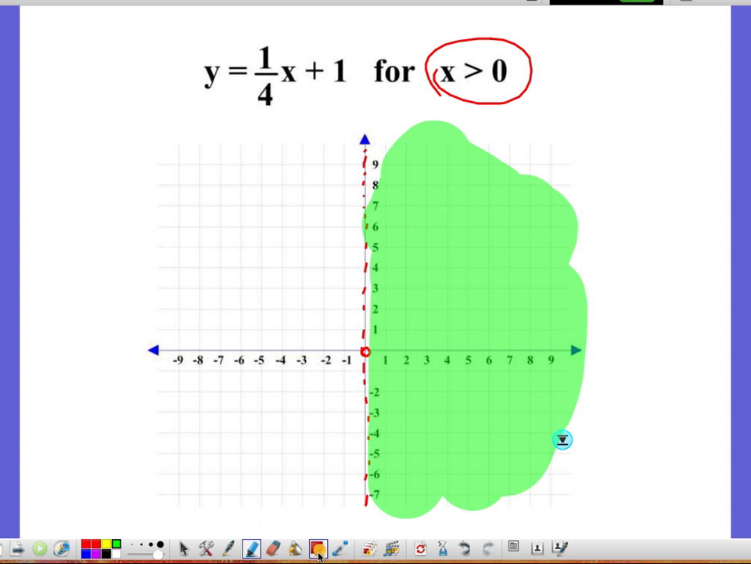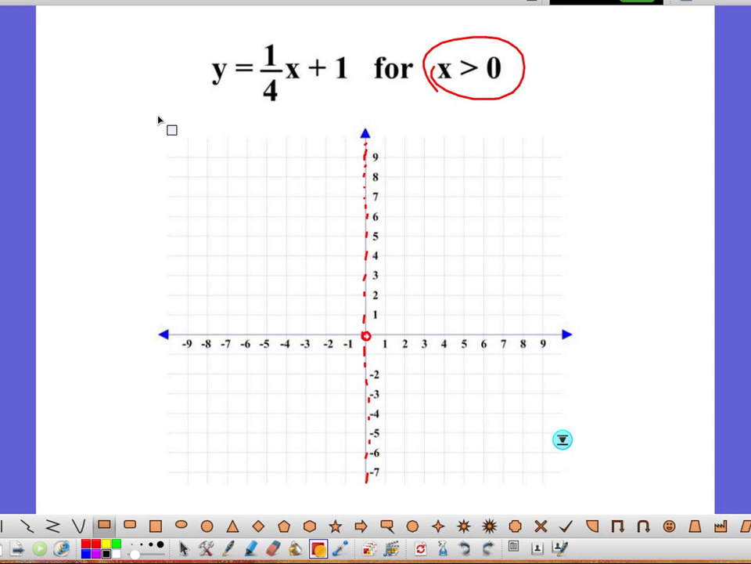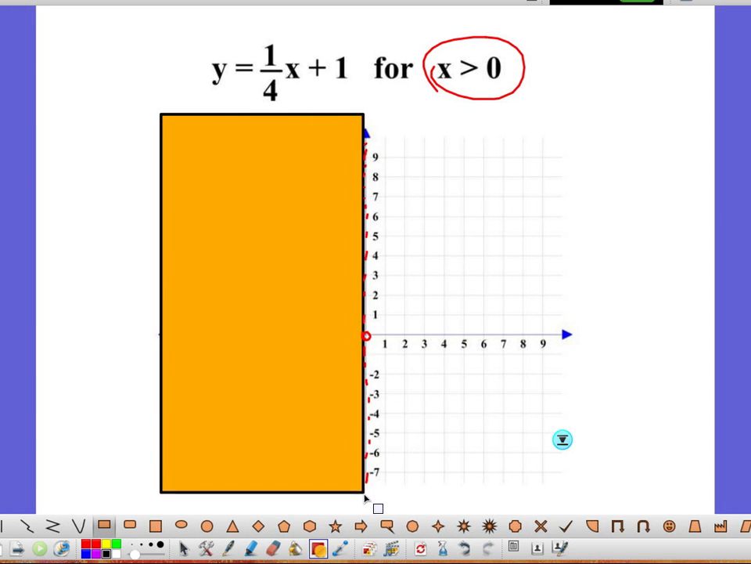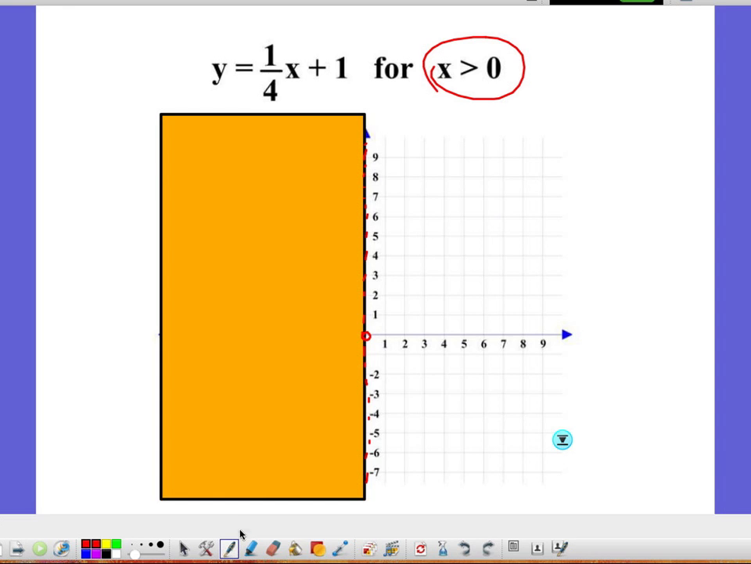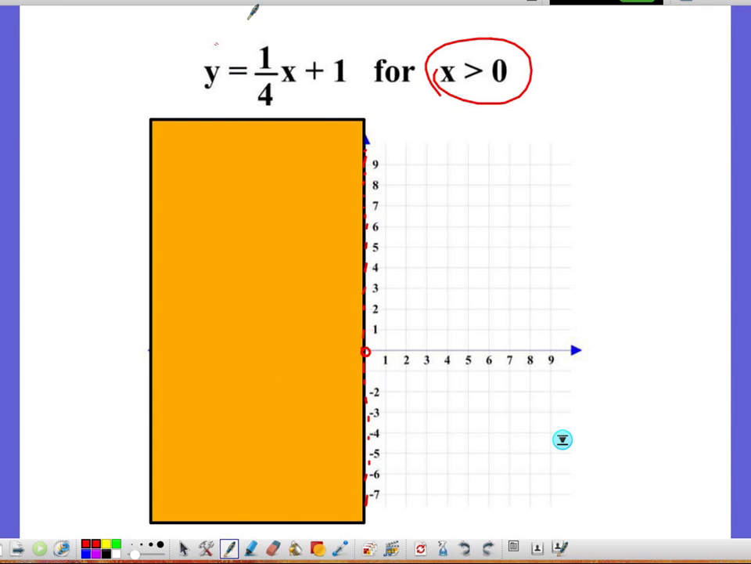Which means that my wall, when I draw it, is going to be on the left side of that line, because it's going to block any solutions from being graphed on the other side. So that means I'm only graphing on the right side of that vertical dashed line. So let's go ahead and try to graph this. Y is equal to 1 over 4x plus 1.